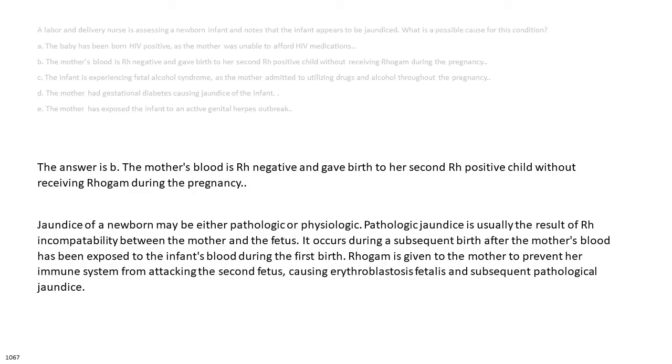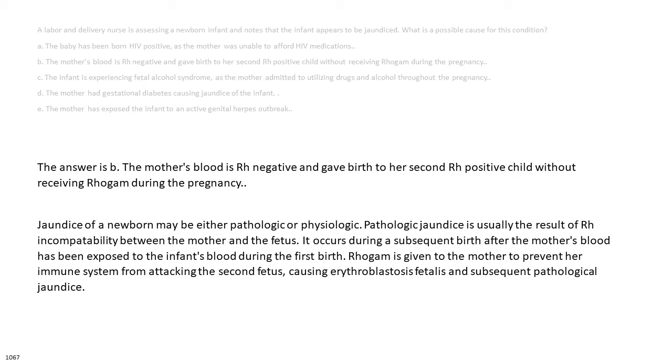The answer is B. The mother's blood is Rh negative and gave birth to her second Rh positive child without receiving RhoGAM during the pregnancy. Jaundice of a newborn may be either pathologic or physiologic. Pathologic jaundice is usually the result of Rh incompatibility between the mother and the fetus.